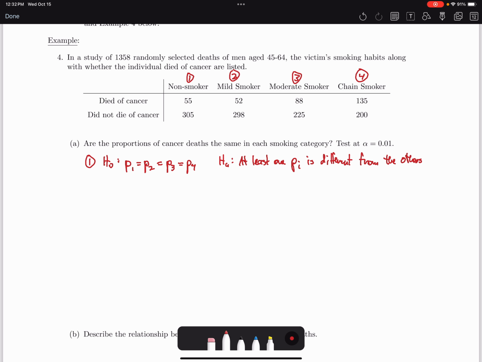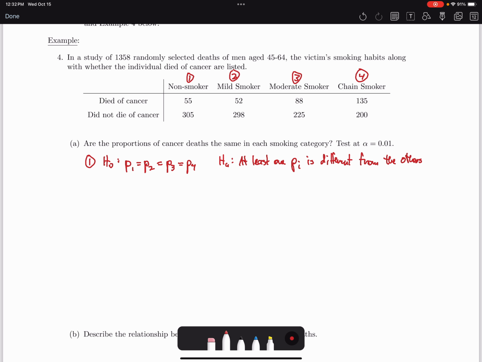And so the null hypothesis would be that there's no difference between these groups. They all have the same rate of cancer deaths, right? P1 equals P2 equals P3 equals P4. The alternative would be that at least one of the groups is going to have a different rate of cancer death than the others, right? At least one Pi is different from the others.